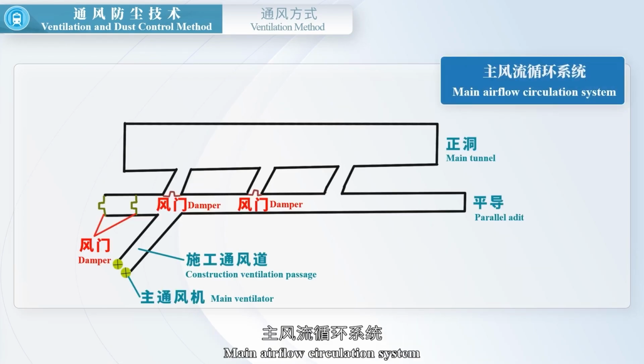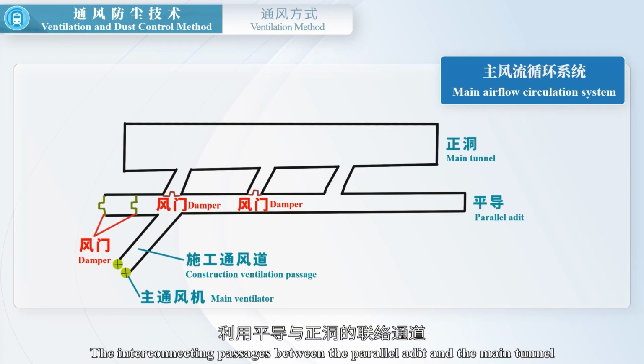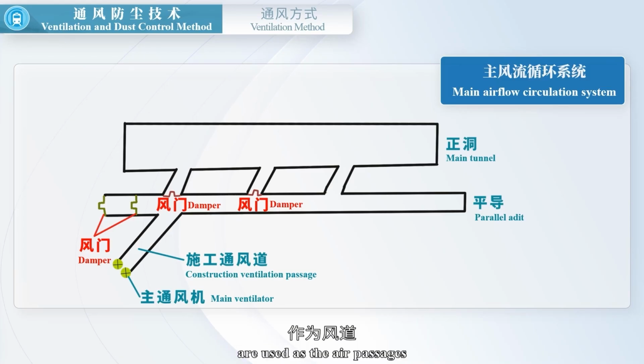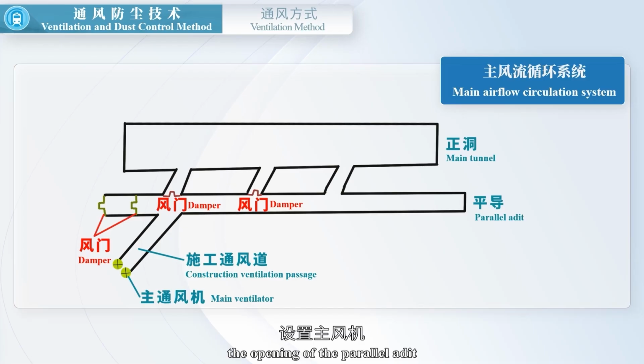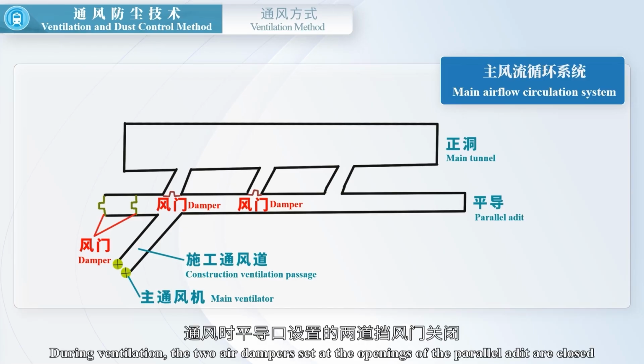Main airflow circulation system. The interconnecting passages between the parallel adit and the main tunnel are used as the air passages. A main ventilator, main fan, is set at the opening of the air passage on the side of the opening of the parallel adit. During ventilation, the two air dampers set at the openings of the parallel adit are closed.